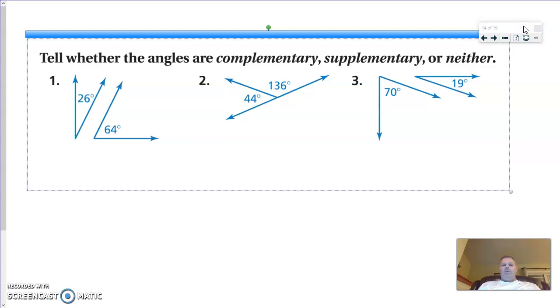Please tell whether these angles are complementary, supplementary, or neither. Please pause the video, allow students a minute or so to come up with their answers, and then start the video and I will have the answers.